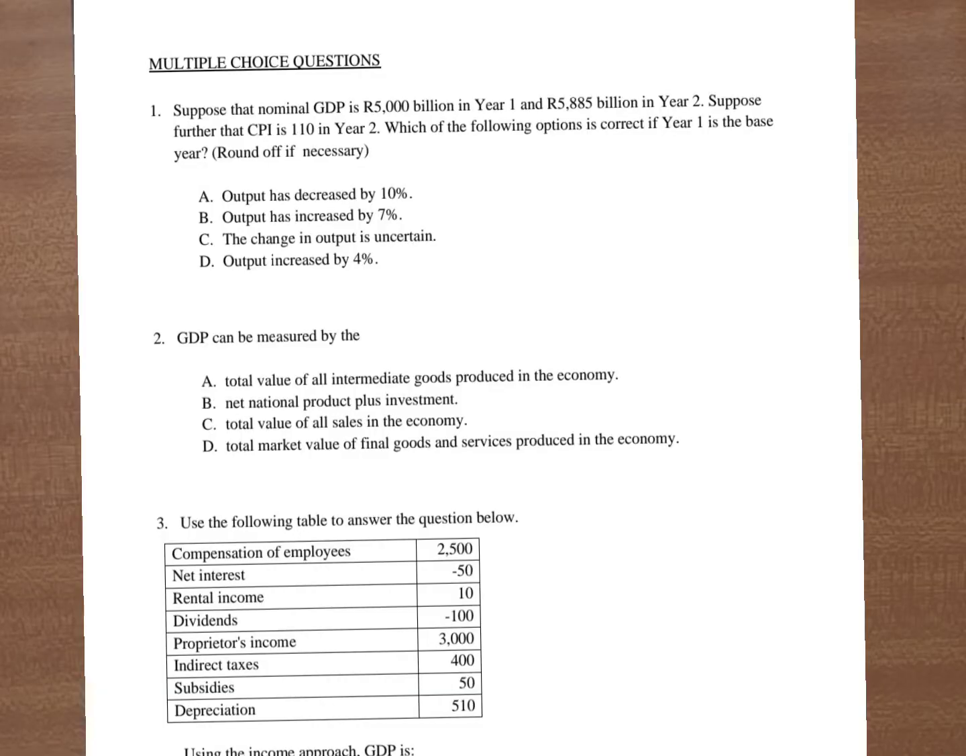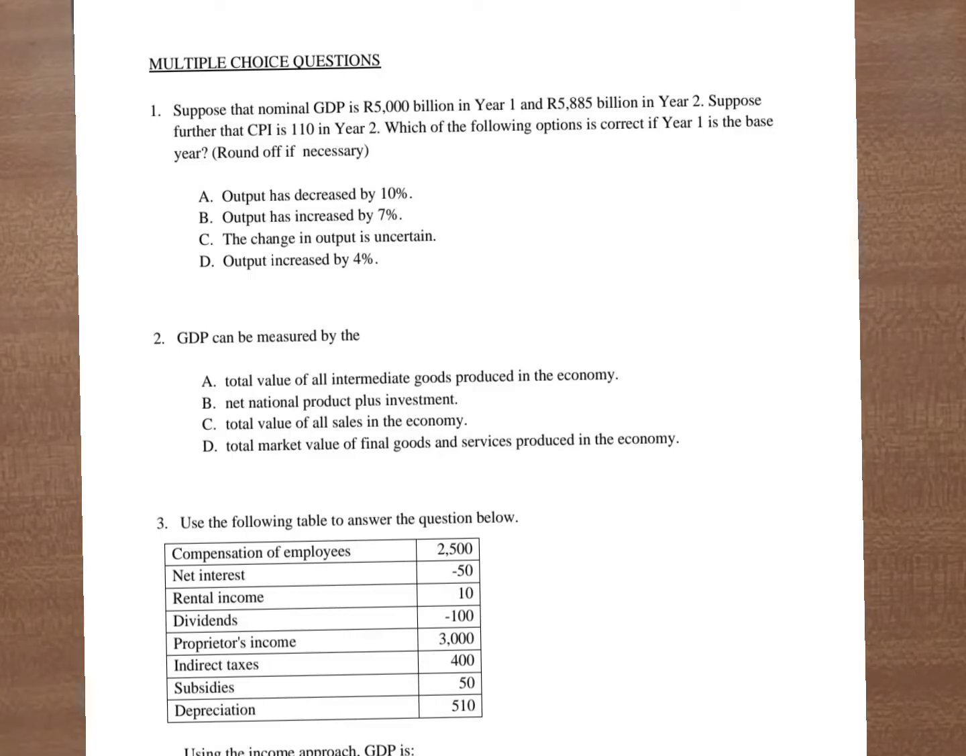Right? So the first question says, suppose that the nominal GDP is... I already did the questions beforehand, so just to save time: suppose that nominal GDP is 5,000 billion in year 1 and 5,888 billion in year 2. Suppose further that CPI is 110 in year 2. Which of the following options is correct in year 1 if year 1 is the base year?